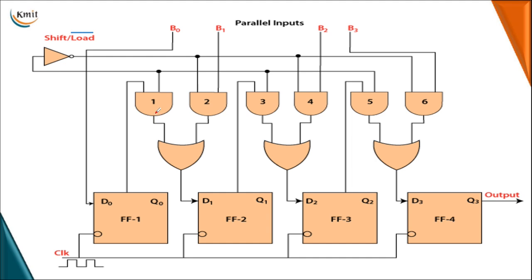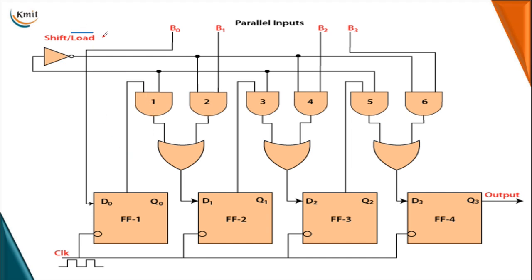So here I used a total of 6 AND gates with 3 OR gates. Now each AND gate has 2 inputs. One comes from your parallel input. So all the even numbered AND gates are connected with the parallel inputs, and all the odd numbered gates are connected with the previous states of your output.